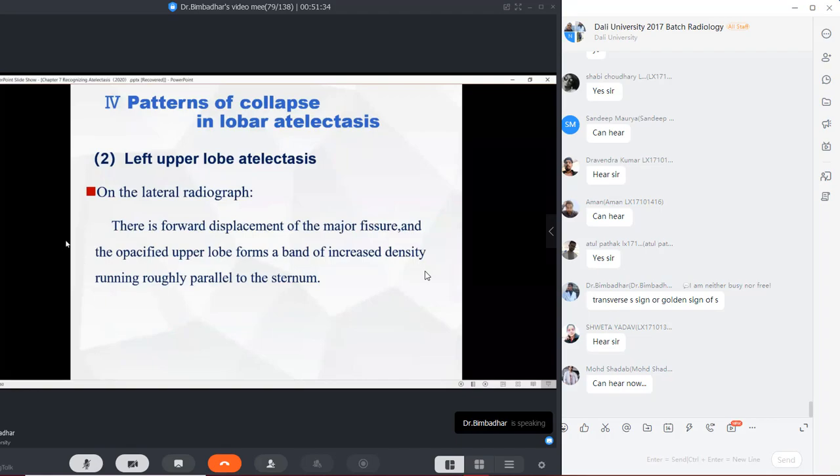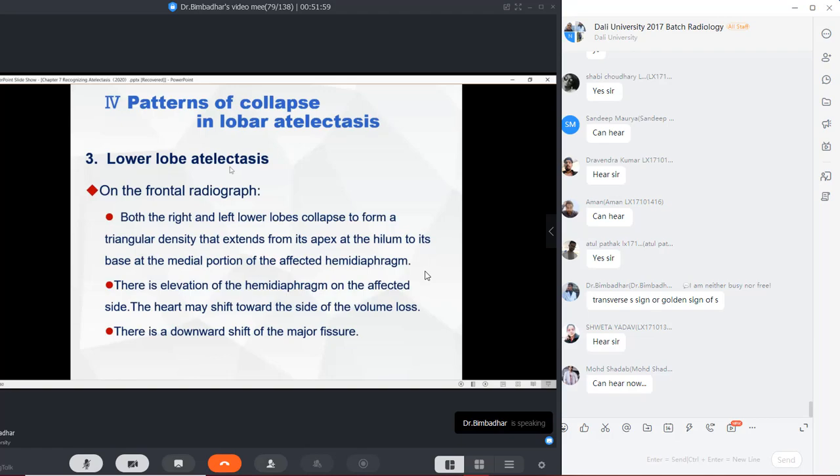On lateral radiograph, there is a forward displacement of the major fissure and opacified upper lobes or a band of increased density running roughly parallel to the sternum, okay? So this is the radiolucency that is present before the sternum, that is what we are talking about. Radiolucency before the sternum is caused by left upper lobar atelectasis. Okay, lower lobe atelectasis, this is just a summary of what we have learned until now.